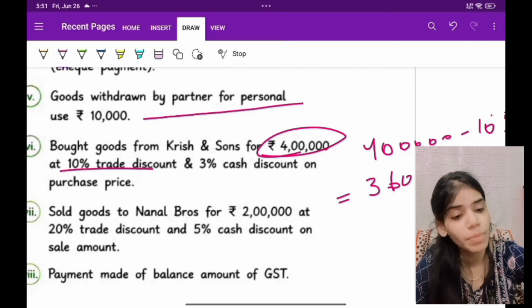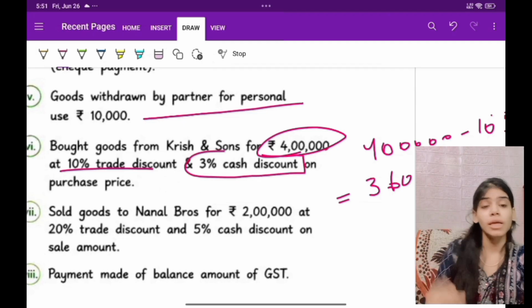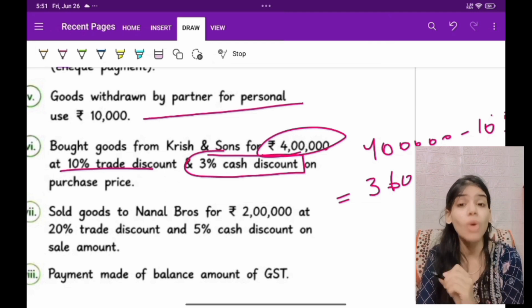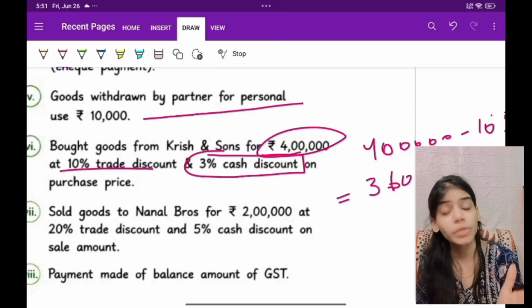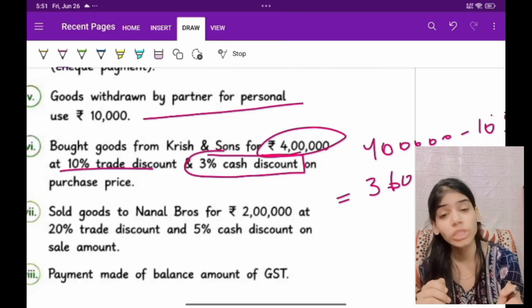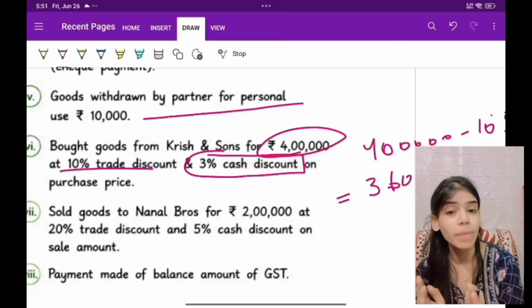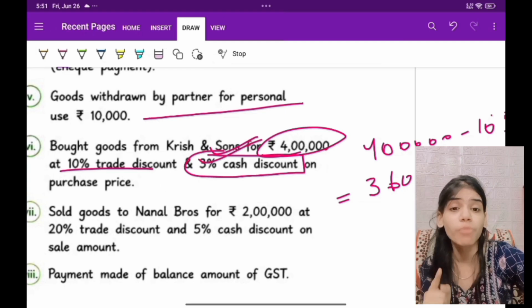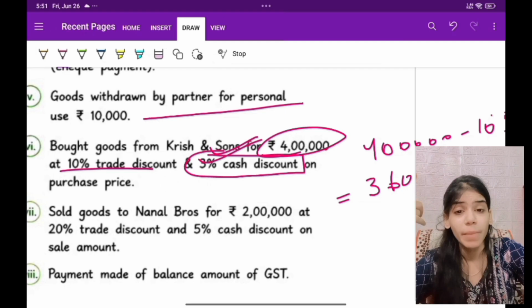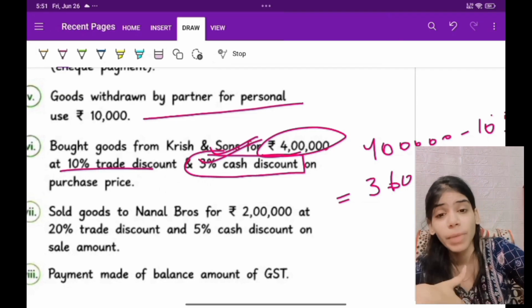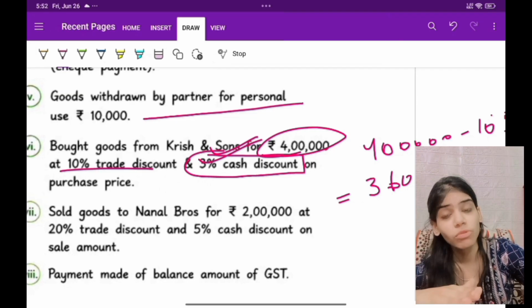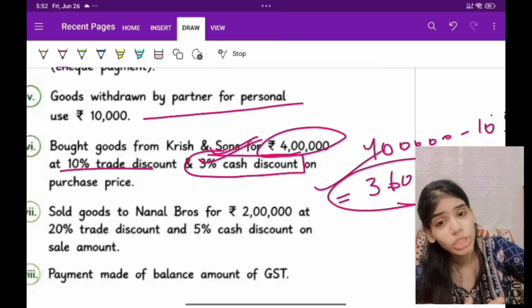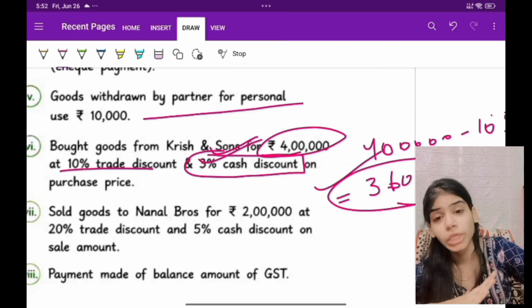Now we have to take this 3% cash discount, but you have to see this very carefully, that we are just doing purchases here and not making any payment right now to Krish and Sons. Nowhere in this transaction have they mentioned that we have made any payment, and cash discount will always be availed at the time of making payment. So when we make payment to Krish and Sons, we will deduct this 3% of the amount at that time. So this time we will do the entry with this 3,60,000 amount. It means that we have made the purchases of 3,60,000 from Krish and Sons.